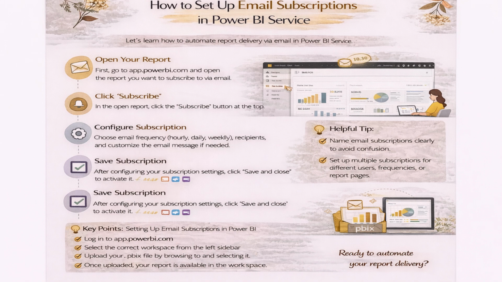Now, configure your subscription settings. Choose how often you want to receive the email: daily, weekly, or at a custom schedule. Once everything is set, click Save and Close to activate the subscription. Power BI will automatically send a snapshot of the report along with a direct link to open it in Power BI Service. Make sure recipients have proper access and required licenses to view the report. That's how you automate report delivery using email subscriptions in Power BI.